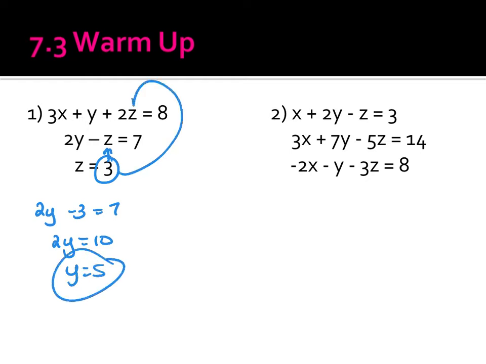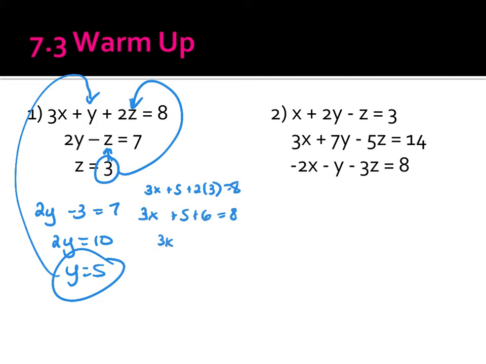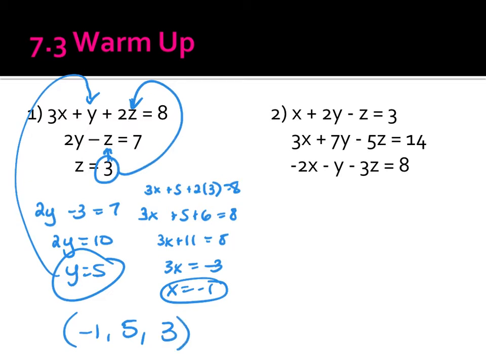And then take the z and the y and plug it back into the original. So 3 times x plus 5 plus 2 times 3 equals 8. 3x plus 5 plus 6 equals 8. 3x plus 11 equals 8. 3x equals negative 3, and x equals negative 1. And then remember, we put it in coordinate point form, negative 1, 5, and 3, just like that.